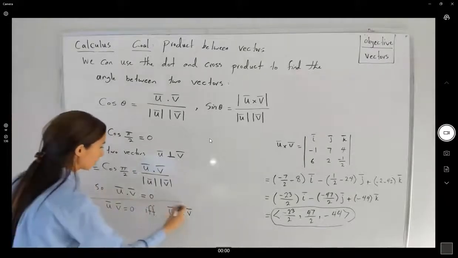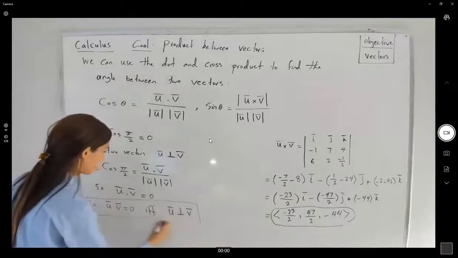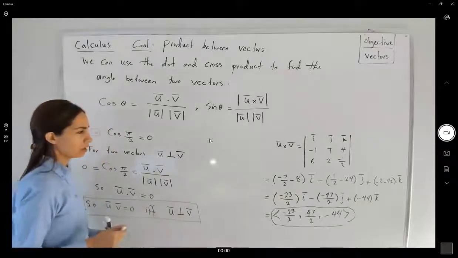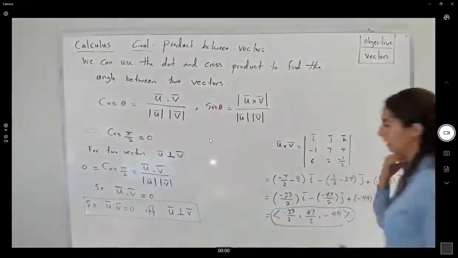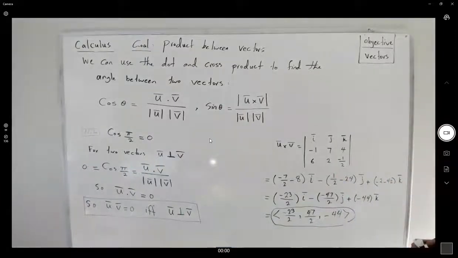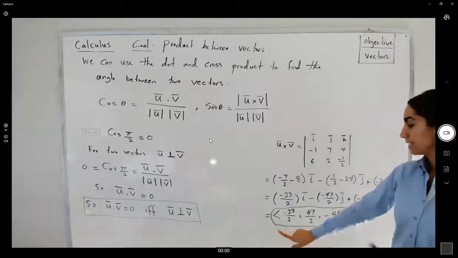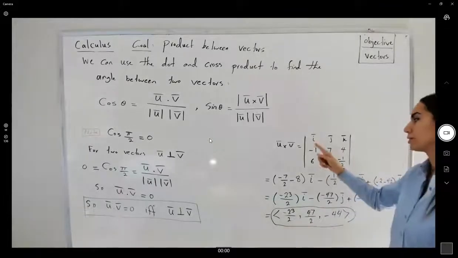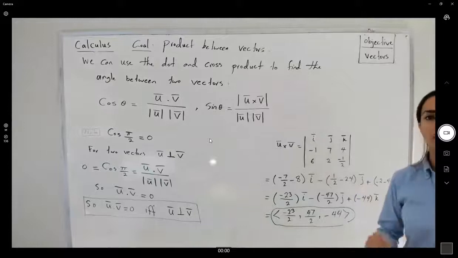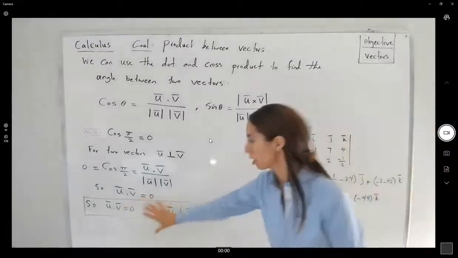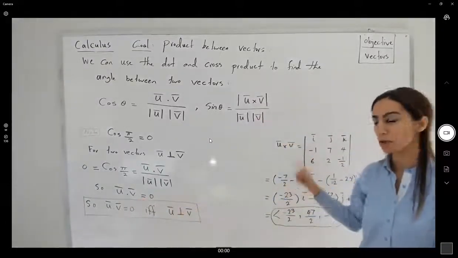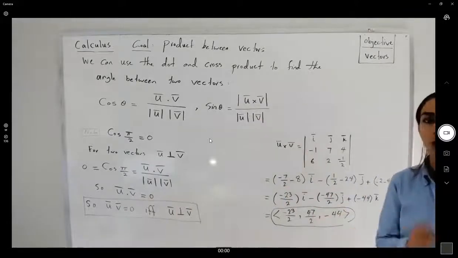This is an important observation that we have here. Well, okay, let's take a look at this example that we did here. We said that the cross product between vector u and vector v is a new vector perpendicular to each of these vectors. By checking this observation, we can also check to see if it's true or not.